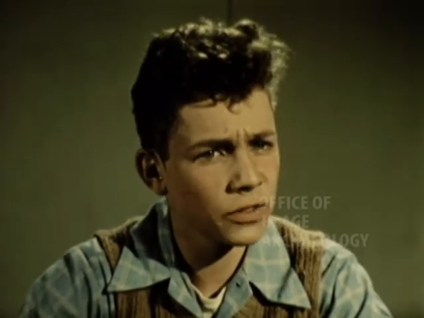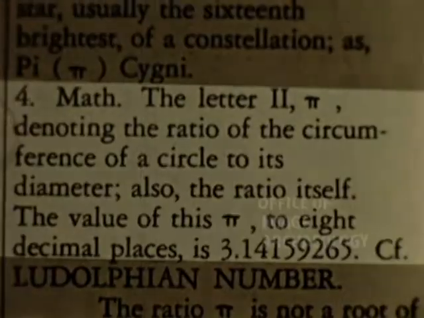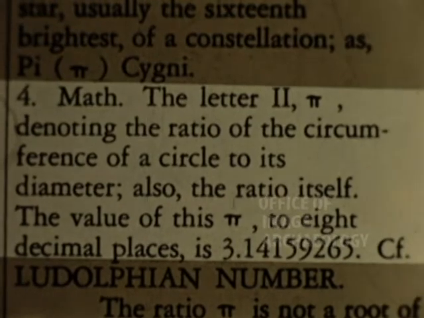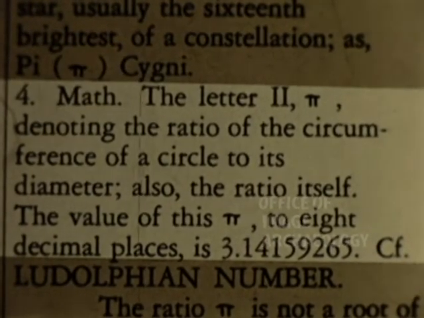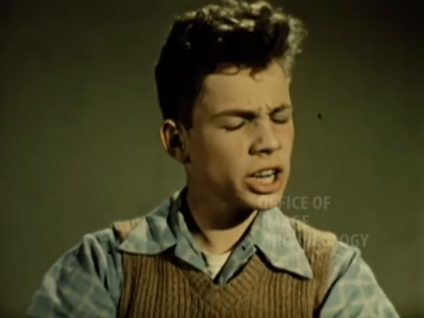I didn't need to measure the circumference. To find the circumference, I could have just measured the diameter and multiplied by 3.14. And why couldn't I understand that when I read it before? Pi. Mathematical. The letter pi denoting the ratio of the circumference of the circle to the diameter. I'll bet I've read that a dozen times before and didn't know what it meant. The ratio of the circumference to the diameter. The value of this pi to 8 decimal places is 3.14159265. Wow!